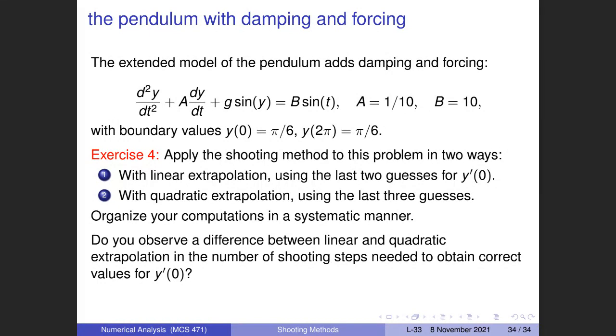Here we solve the same boundary value problem with the two constants A and B. Apply linear extrapolation and then apply quadratic interpolation. Extrapolation and interpolation are used interchangeably here because it could be that in both cases you undershoot, so that you get below the target value of pi over 6 by using two low values for the initial velocity. Or if you take two large values, then in both cases you overshoot your target.